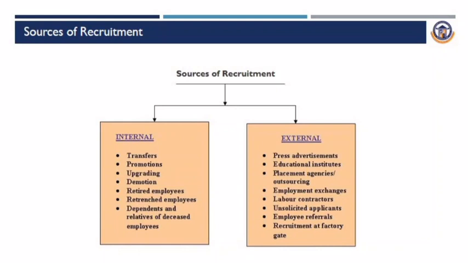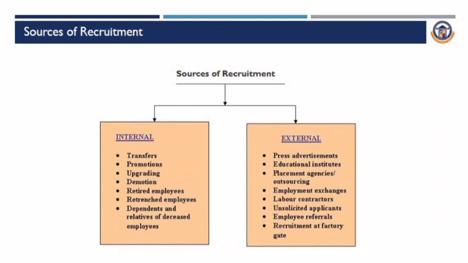At first, let us discuss internal sources of recruitment. First is transfer. The employees are transferred from one department to another department according to their efficiency and also according to their experience. Next is promotions. The employees are promoted from one department to another with more benefits and greater responsibility based on efficiency and experience. Next is upgrading and demotion of present employees according to their performance. And next, retired and retrenched employees may also be recruited once again in case of shortage of qualified personnel or an increase in workload.